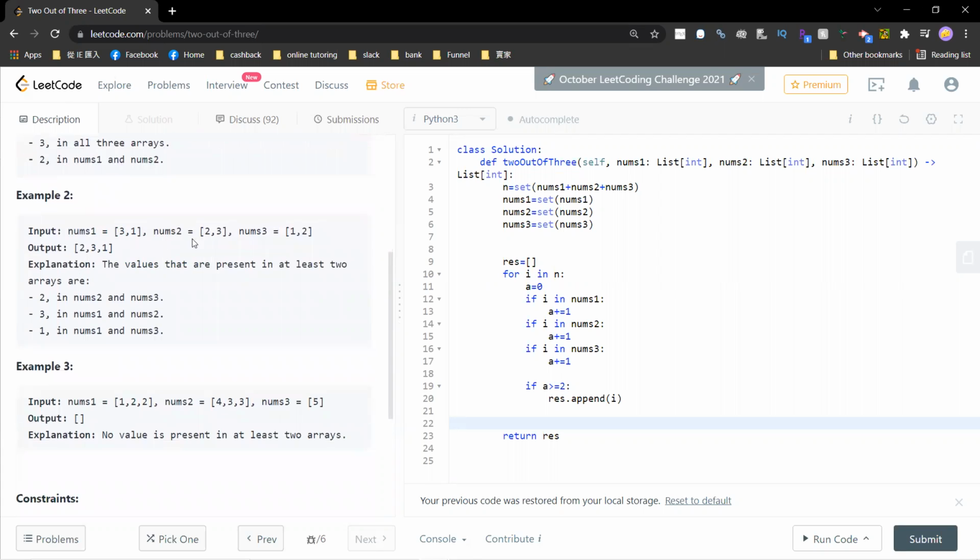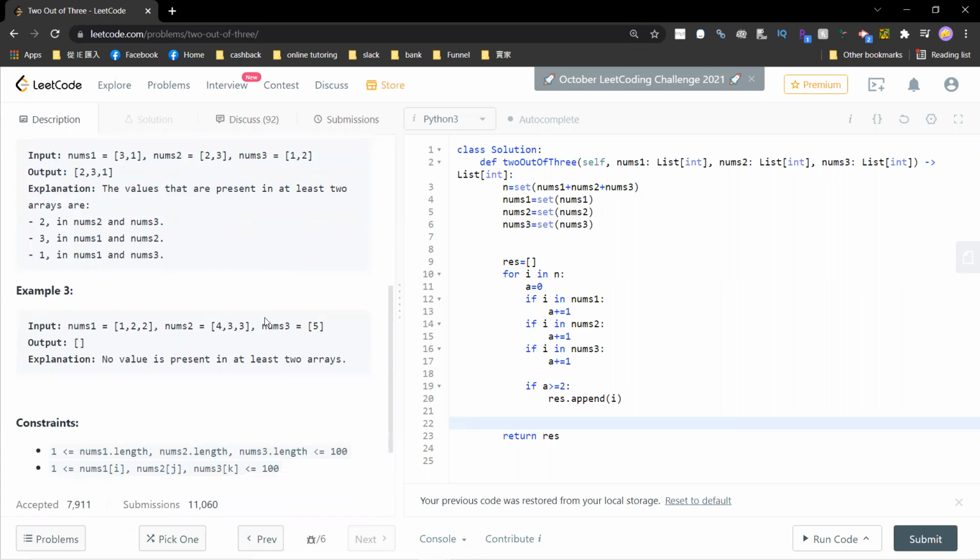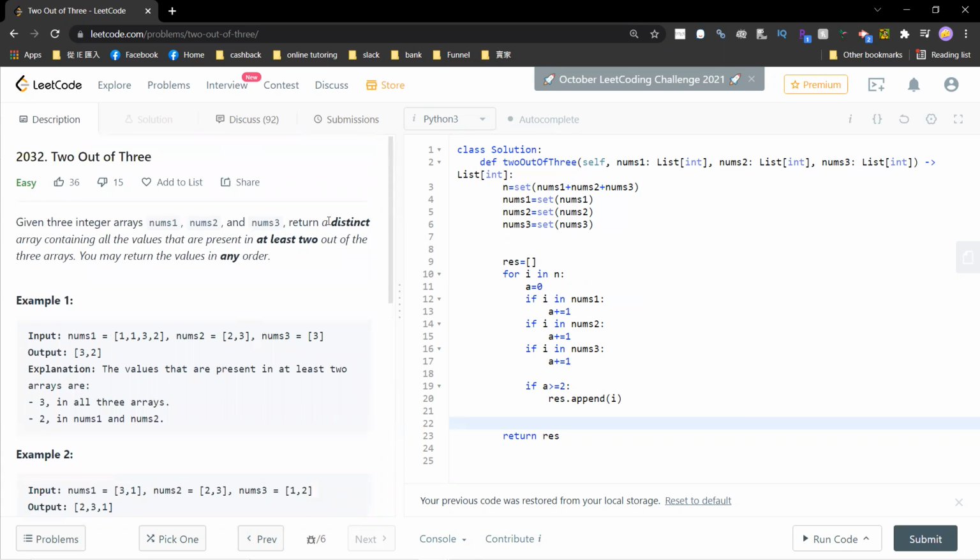Yeah, and also this one, 1, 2, 3 is all okay, right? Because 1 happened twice, and 2 happened twice, and 3 happened twice. Okay, so this thing is important.